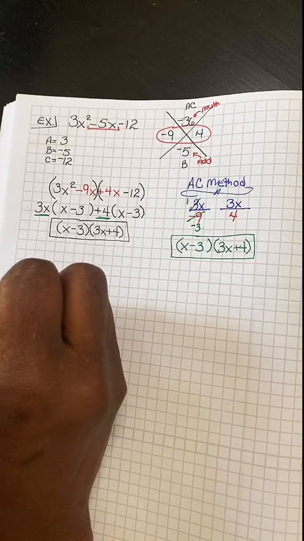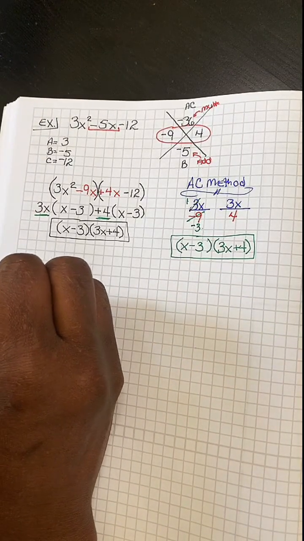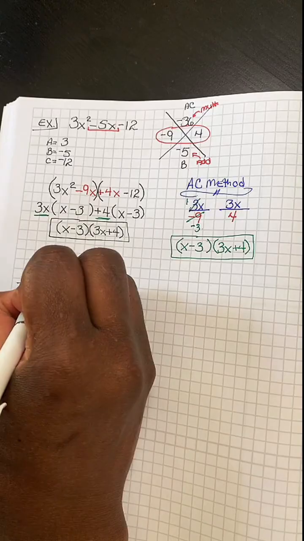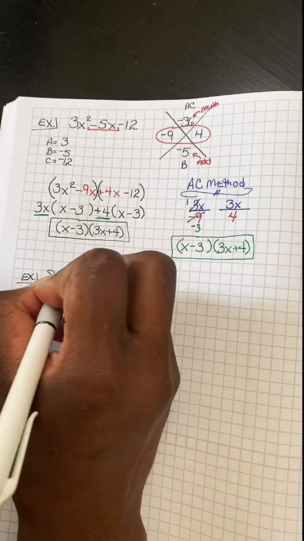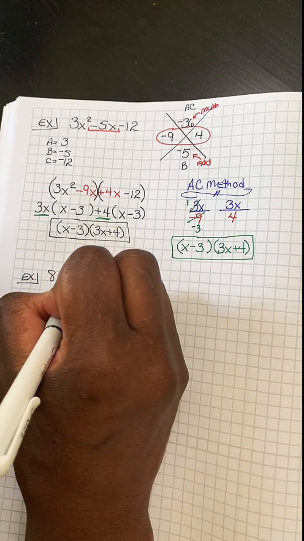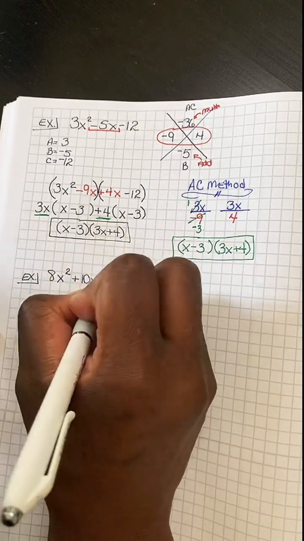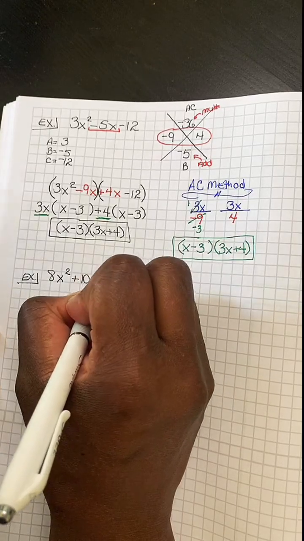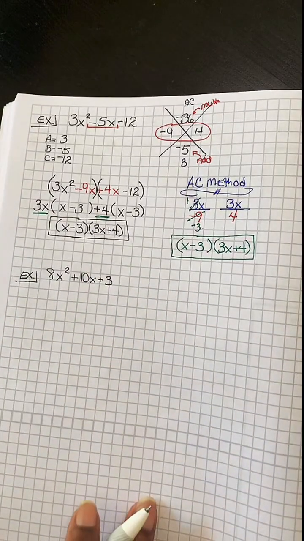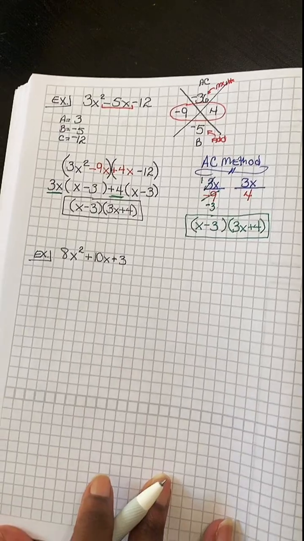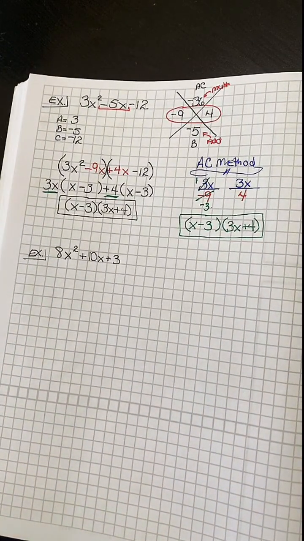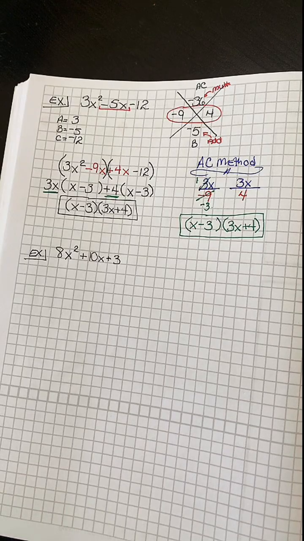All right. With the AC method, it doesn't matter if your A is positive or negative. You're going to get the same answer. I know a lot of people say you should factor out the 3 or factor out the negative, and some people say you can leave the negative in there. It depends on what option is going to be available.